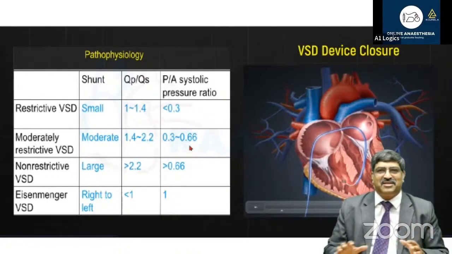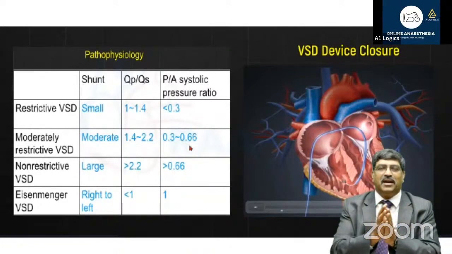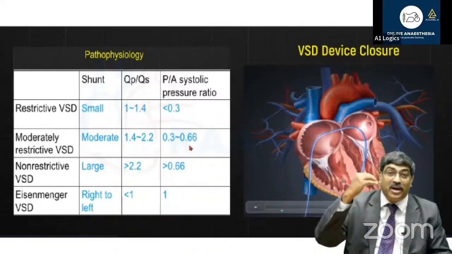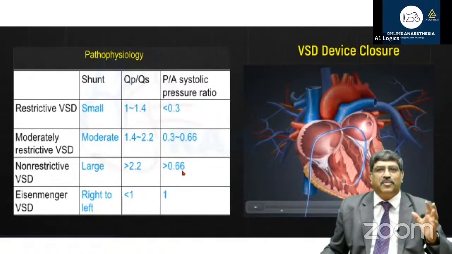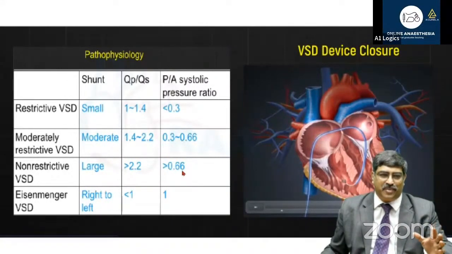In non-restrictive VSD, the VSD is really big and the pulmonary blood flow will be twice that of your systemic blood flow, and here the pulmonary artery pressure will be almost equal to the systolic pressure.